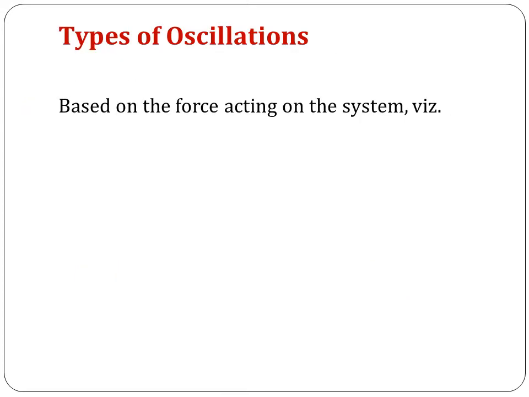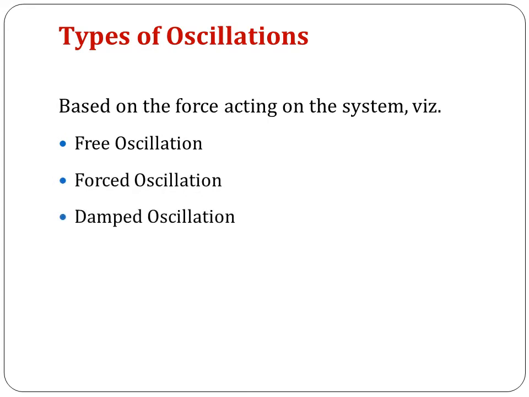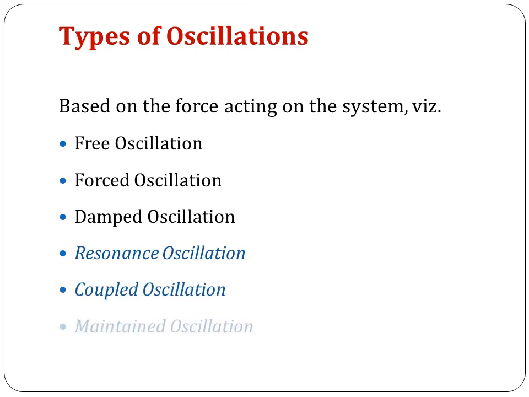Oscillations are of various kinds, and based on the force acting on the system, we have 6 different types of oscillations. They are the free oscillation, forced oscillation, damped oscillation, resonance oscillation, coupled oscillation, and maintained oscillation. Of these 6, we will be concentrating on the free, forced and damped oscillations in detail in the forthcoming videos.